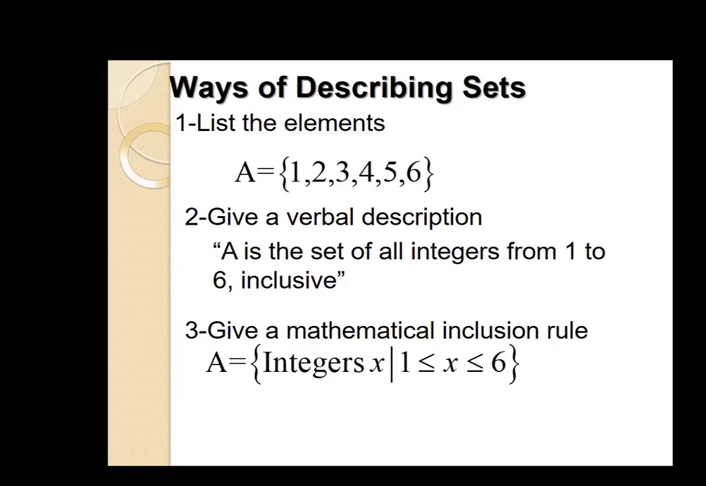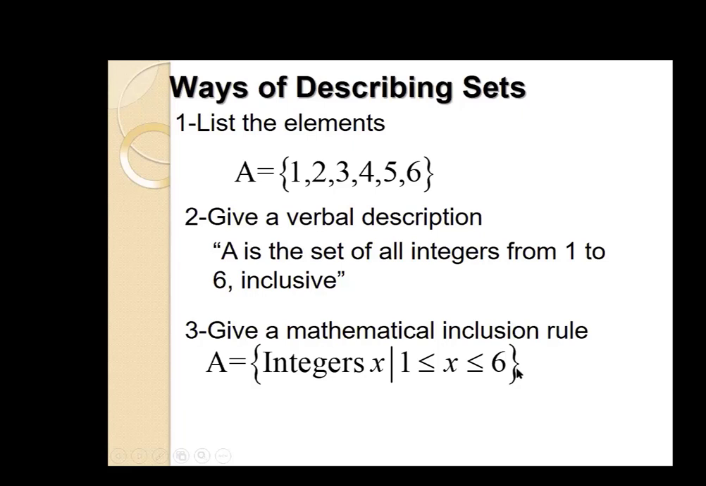This is also called representing a set with set builder notation. In this form, you represent the set with particular keywords. Like here you can see, if we want to represent this set in the form of a mathematical inclusion rule, you will write the set in this form: A is equal to integers x such that 1 is less than or equal to x is less than or equal to 6.